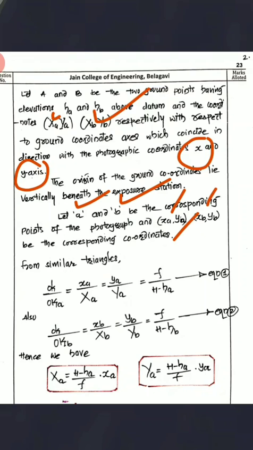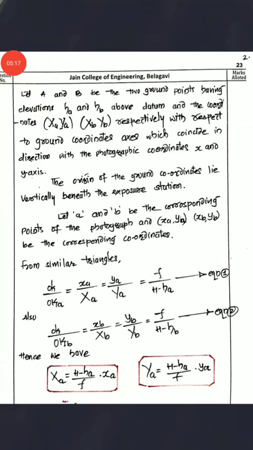Now from similar triangles, small xa divided by capital XA, I'll show you in the figure. Here we have small xa divided by capital XA, small ya divided by capital YA, that equals f divided by capital H minus small ha. This we are going to take as equation 1.